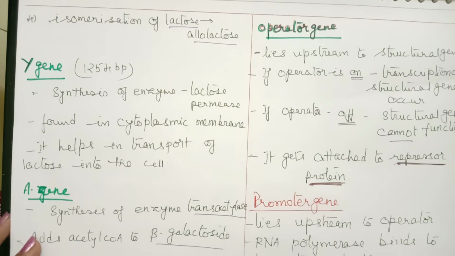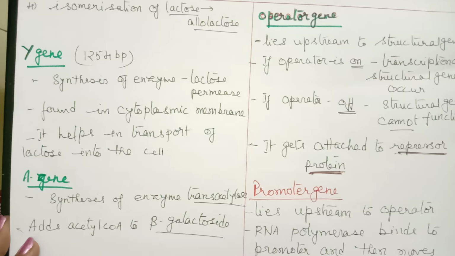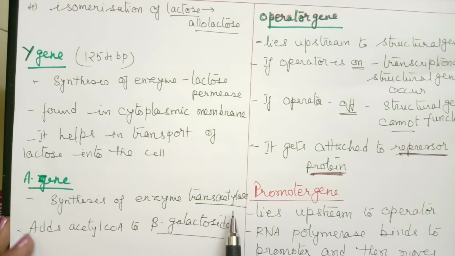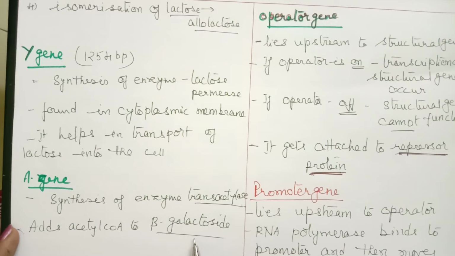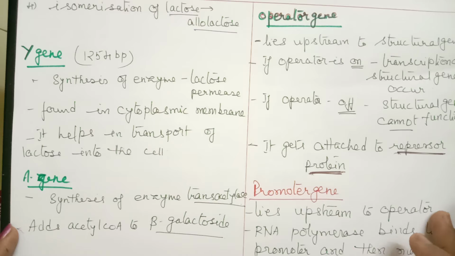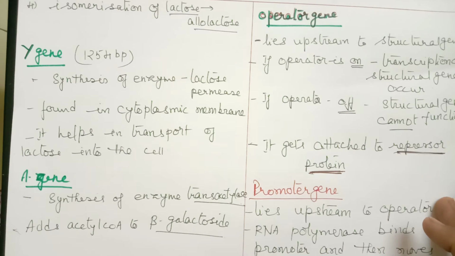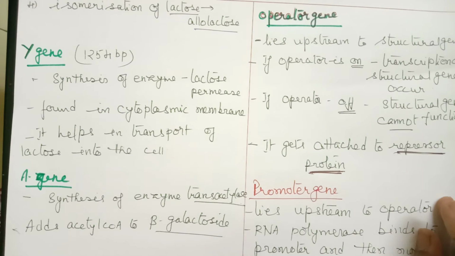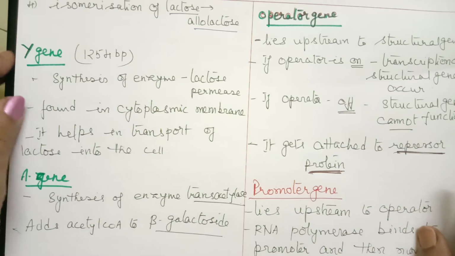Now the third structural gene is called A gene. A gene will synthesize the enzyme called trans-acetylase and adds acetyl coenzyme A to beta galactoside. So its function is not very specific. It is not directly involved in any lactose metabolism. So it is not a very important function this gene will perform.